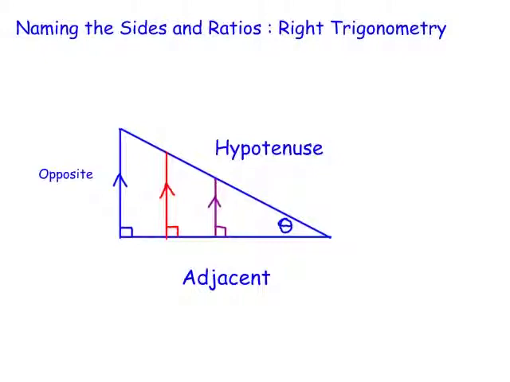Now, there is a way to remember these. We probably have heard of the phrase SOHCAHTOA, which is used to help us remember these ratios. SOH means sine is opposite on hypotenuse, CAH means cos is adjacent on hypotenuse, and TOA means tan is opposite on adjacent. So the three ratios are called sine, cos, and tan.